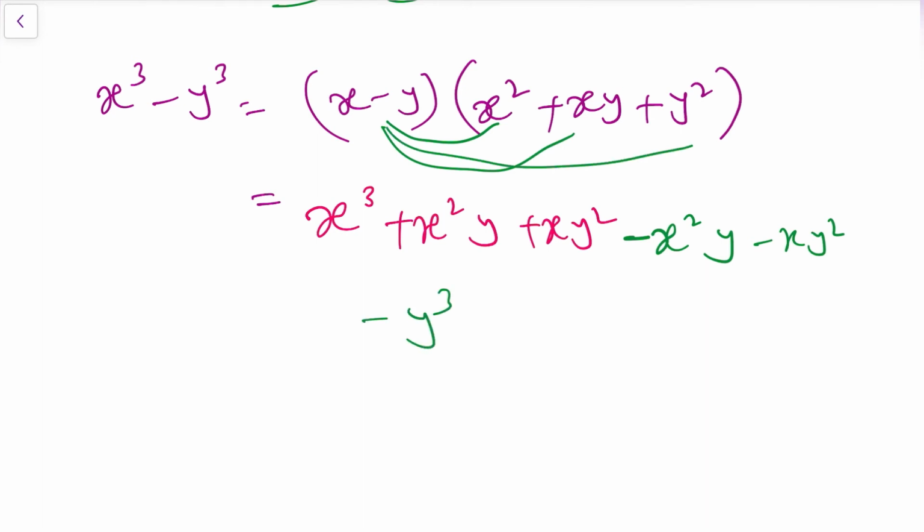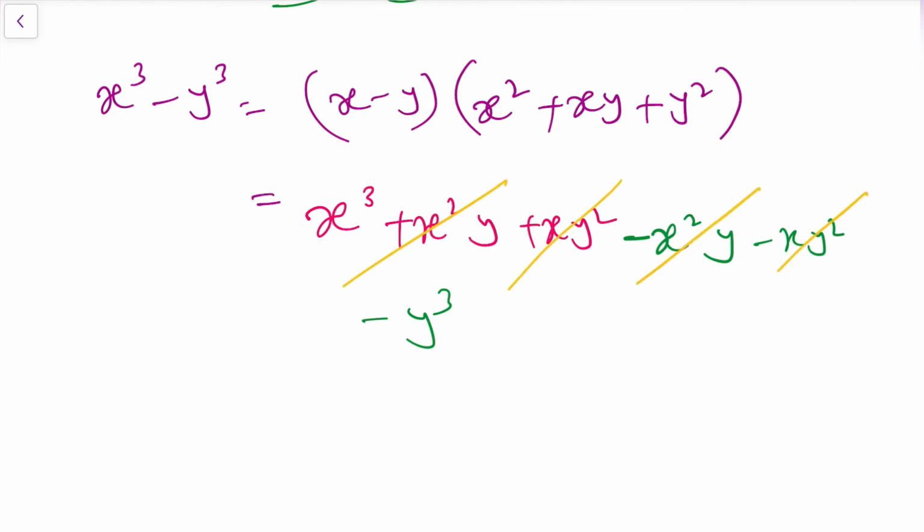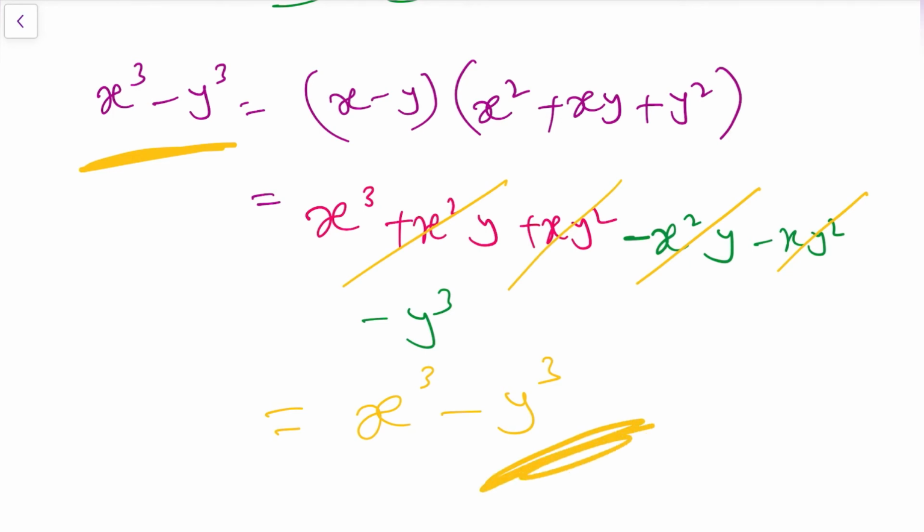Let us check for any simplification or cancellation. Here x square y minus x square y cancel, plus xy square minus xy square cancel, then we are left with x cube minus y cube. Left side is x cube minus y cube only, right side is also x cube minus y cube only. So verification completed.